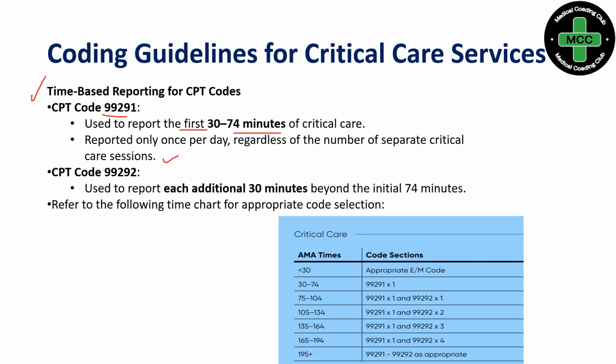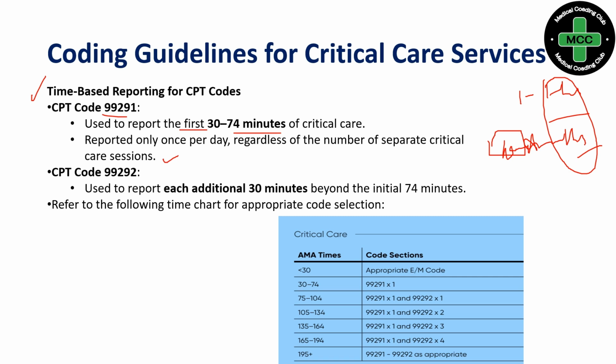So in a particular calendar date, if the physician or critical care provider has provided 1 hour of critical care at 10 a.m., and maybe in the afternoon at 1 o'clock, provides 1 more hour of critical care service, in this case we will add the timing of both sessions together and code only one code. We don't have to code a separate code when it is in the same encounter.